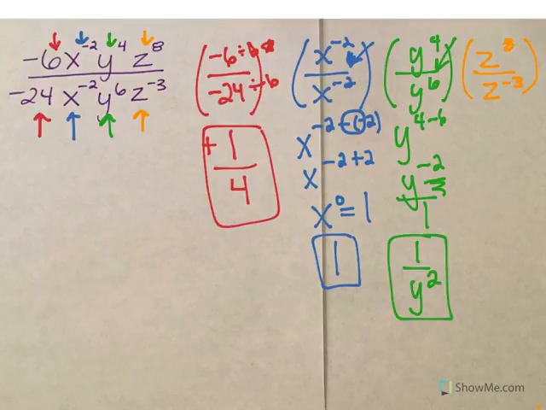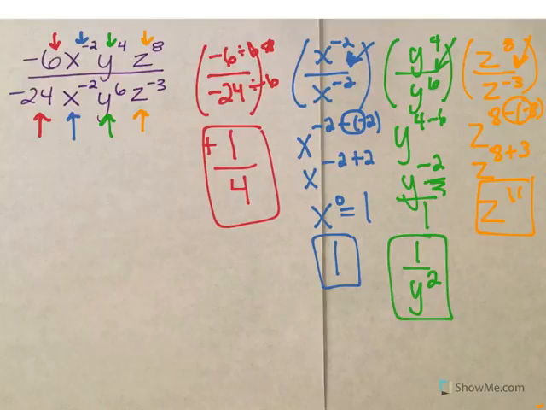And then finally our z bases. Again, there's our division sign, so quotient rule, z to the power of 8 minus negative 3. Whenever we have two negatives, we change it to a positive. 8 plus 3. So we get z to the power of 11 when z is simplified.